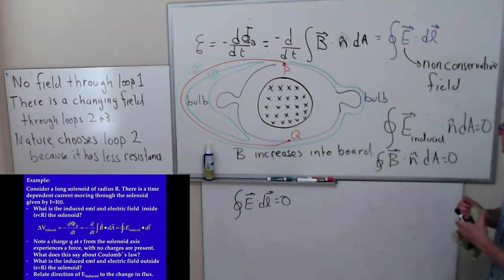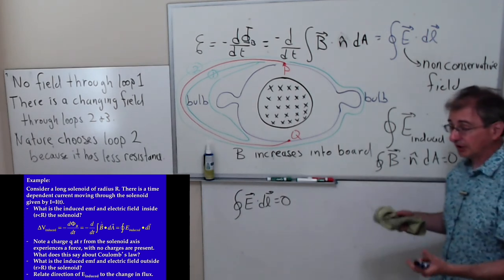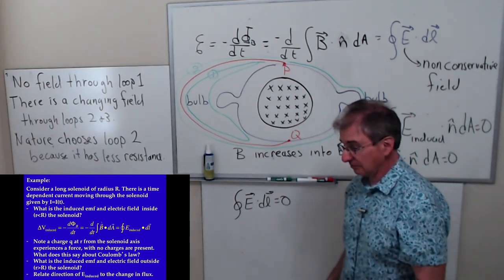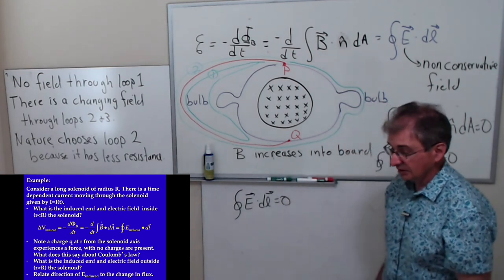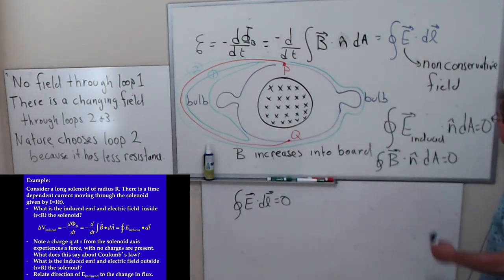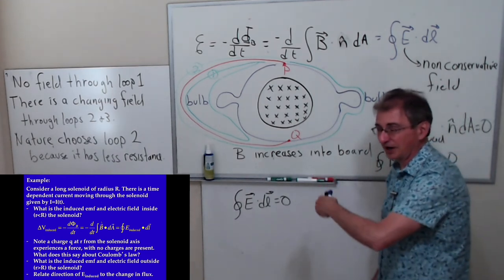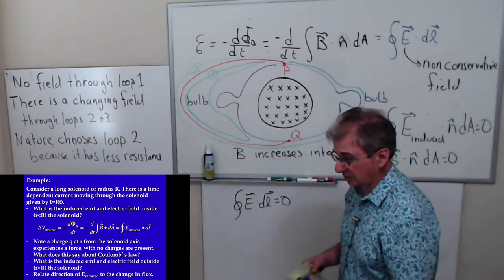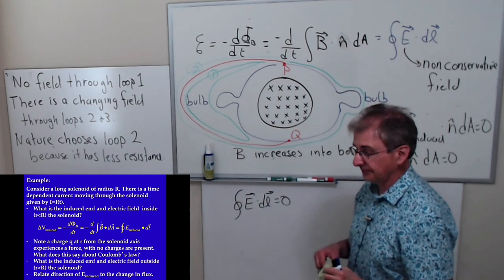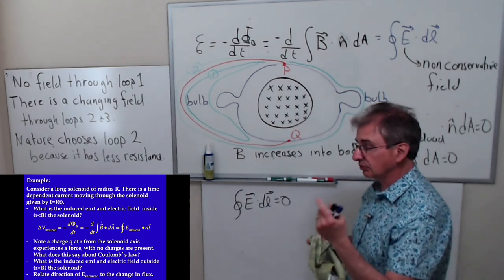Okay, so these are some big changes now. We have to make some big corrections to our equations. I erased it, but the big one is that you can't say E is minus the gradient of potential. You can't say that anymore. Okay, so let's try to do this example.